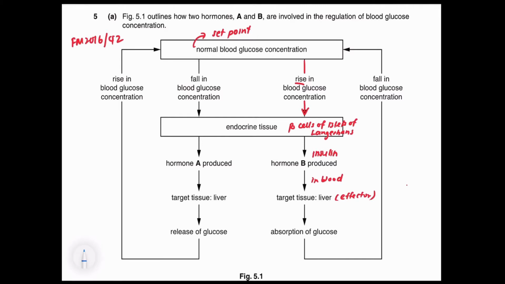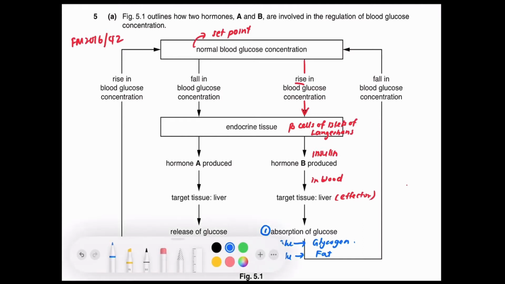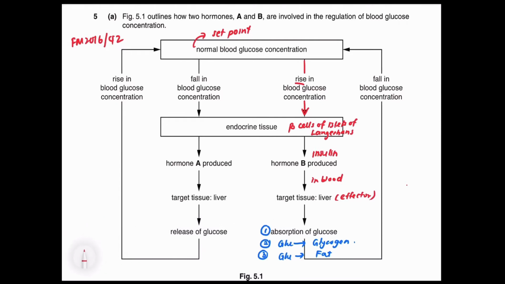So how is the liver involved in regulating blood glucose concentration? Or how does the liver respond to the signaling molecule, which is insulin? Number one, the liver will increase the absorption of glucose. Number two, in the liver cells, the glucose will be converted to glycogen to be stored. And number three, if you have excess glucose, the glucose can be stored as fat. When all this happens, your blood glucose level will be returned to the set point, and this is known as a negative feedback mechanism.